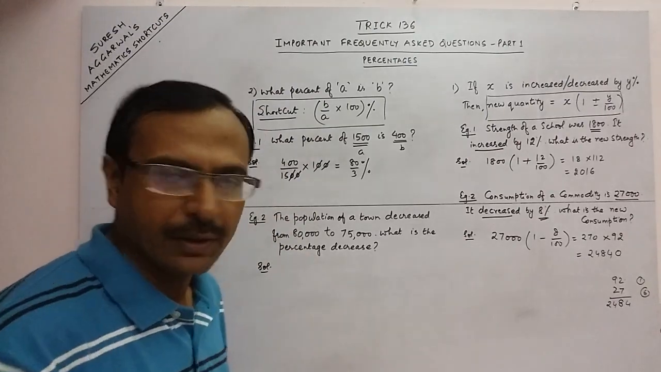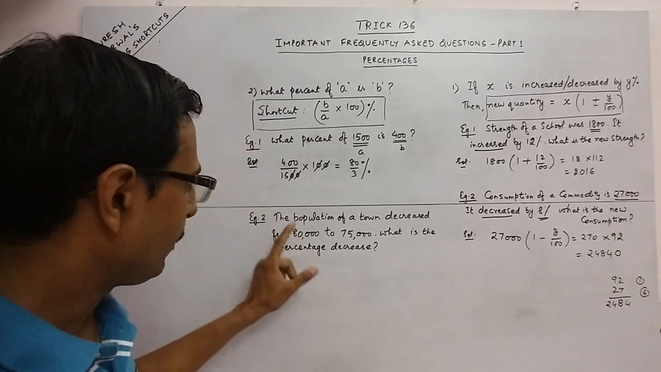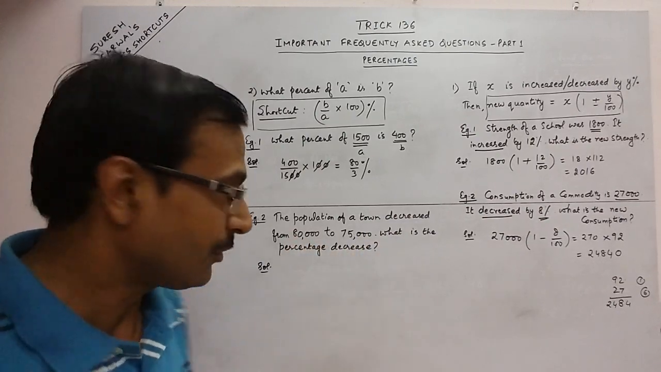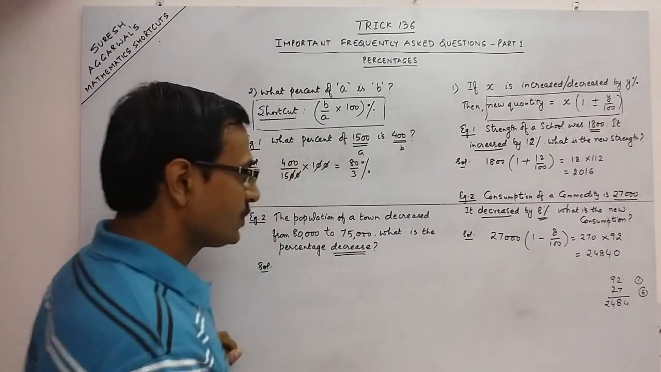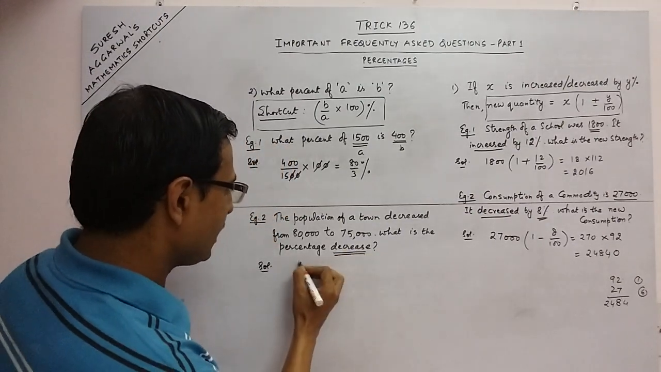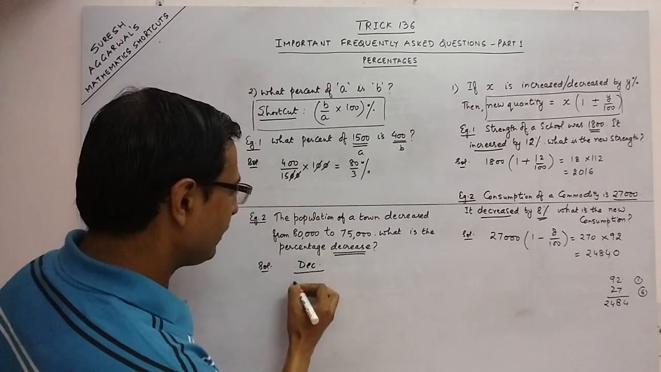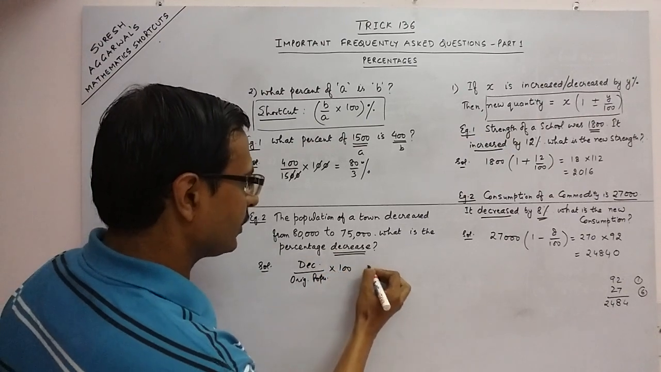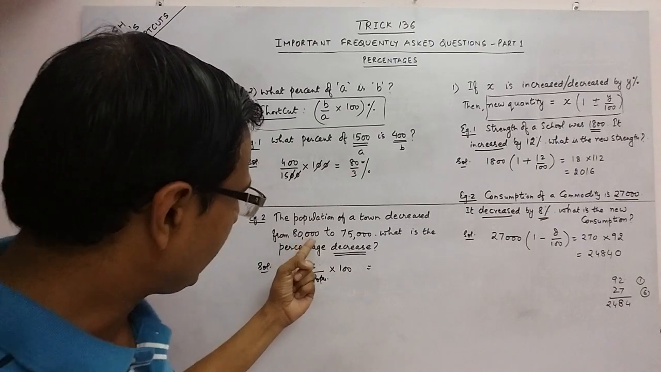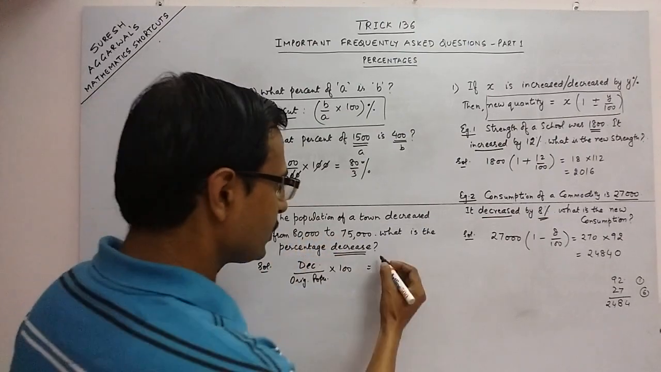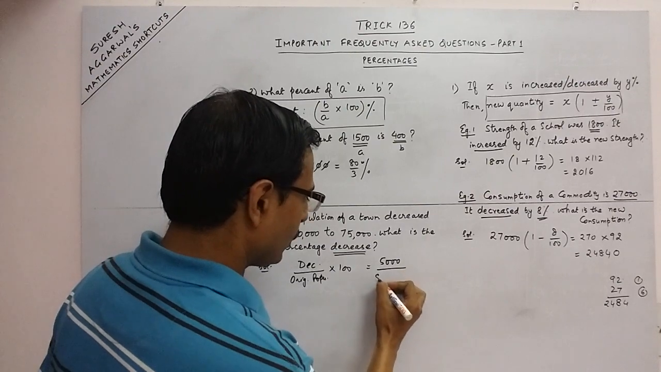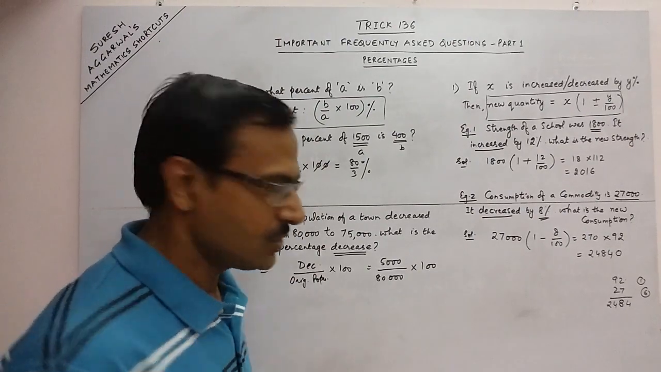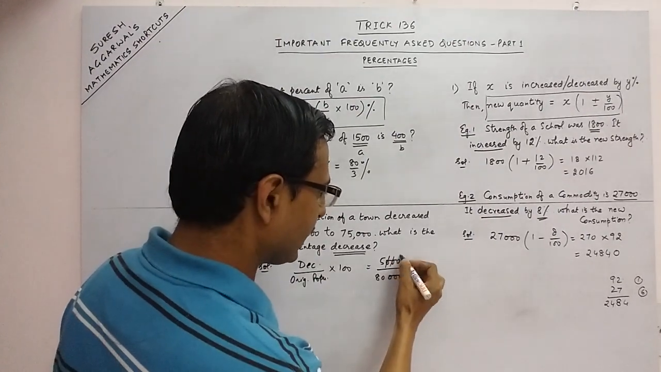Now coming to the final example of this trick: the population of a town decreased from 80,000 to 75,000. So what is the percentage decrease? For finding the decrease, you just see how much is the decrease and divide by the original population and multiply by 100. So here we see that it has decreased from 80,000 to 75,000, so a decrease of 5,000, and the original population was 80,000, so you have to multiply it by 100 to get the final percentage. So you can cancel out a number of zeros here.